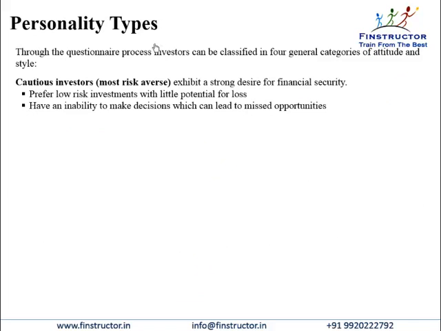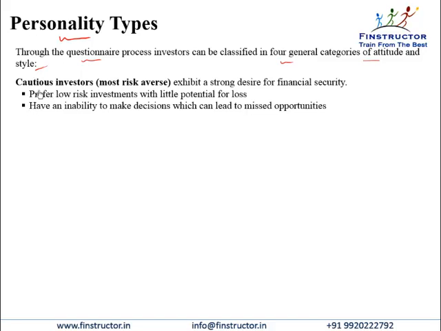So after constructing the situational profile, we may also be required to classify the investor into one of 4 different personality types. So this segregation is normally done through a questionnaire process. So investors are asked certain questions. A lot of them may not be financial in nature. That is, they try to test whether this person is a risk-seeking person or is a risk-averse person. And then we try to put him in one of 4 general categories of attitude and style.